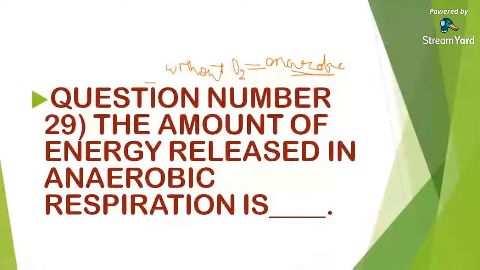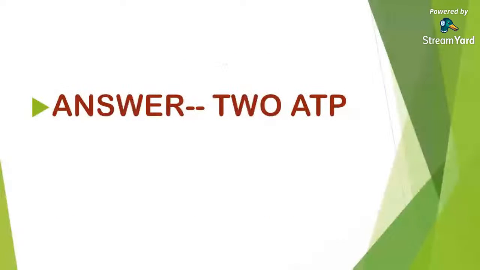So many of you have given the answer 2 ATP. Is it absolutely correct or not? I'm not going to disclose now. So the amount of energy released in anaerobic respiration is, and the answer is, 2 ATP. Very good, 2 ATP. But what about aerobic respiration? In aerobic respiration, 38 ATP molecules of energy are released. The difference between aerobic and anaerobic: in aerobic respiration, 38 ATP is released, whereas in anaerobic respiration, 2 ATP energy is released.